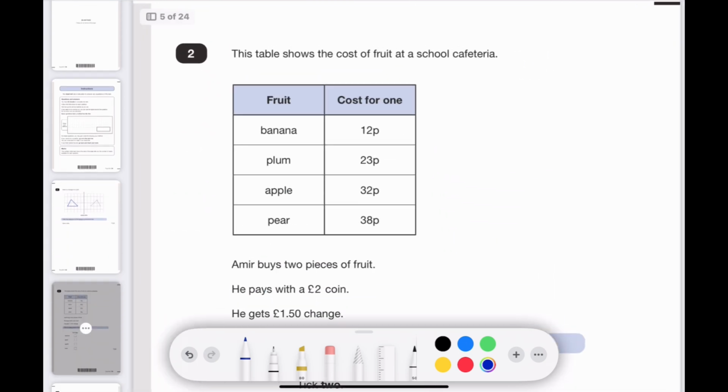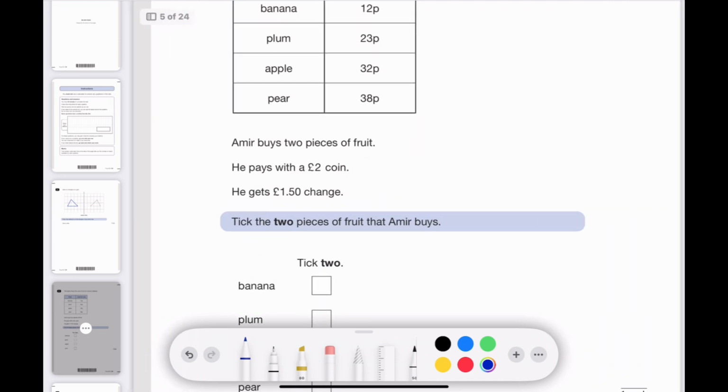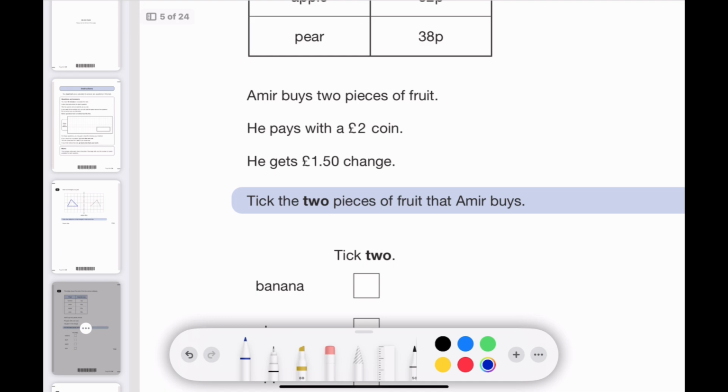Question 2. This table shows the cost of a fruit at a school cafeteria. Amir buys 2 pieces of fruit. He pays with a £2 coin. He gets £1.50 change. Take the 2 pieces of fruit that Amir buys.